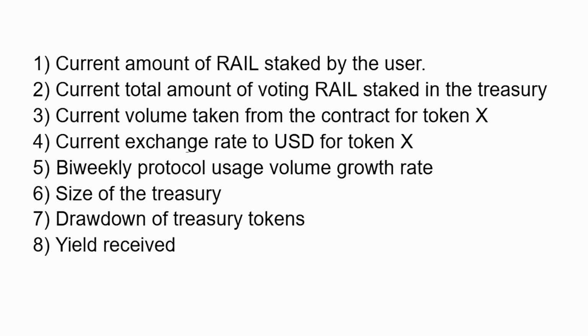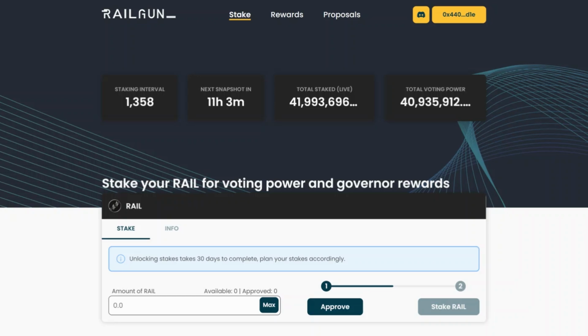2. Current total amount of voting Rail staked in the treasury. 3. Current volume taken from the contract for token X. 4. Current exchange rate to USD for token X. 5. Bi-weekly protocol usage volume growth rate. 6. Size of the treasury. 7. Drawdown of treasury tokens. 8. Yield received.